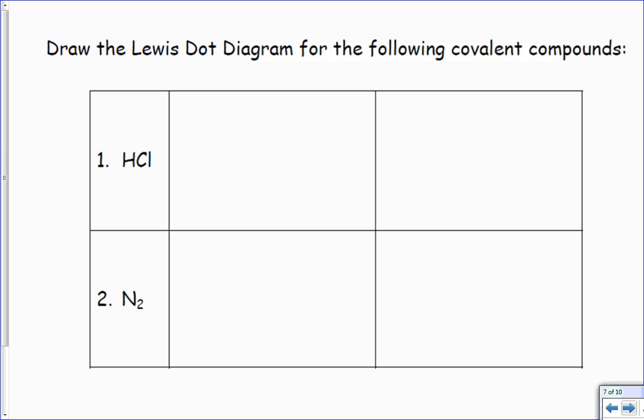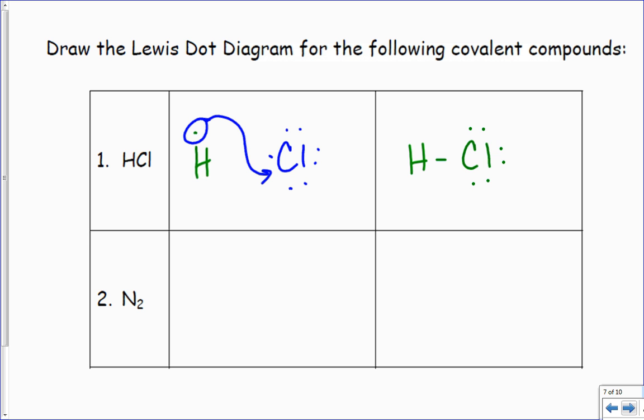Okay? H and Cl, I have H with 1 dot. I have Cl with 7 dots, dots being electrons. This one here is going to come in over here, and now I can rewrite it as H-Cl just like that.